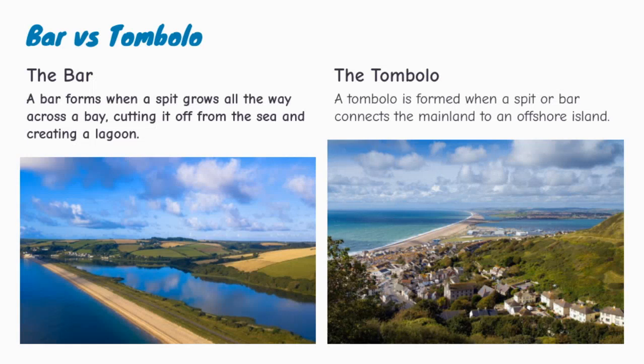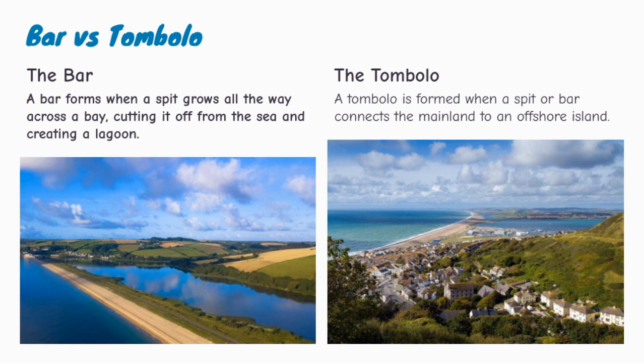Now let's compare two related landforms, bars and tombolos. A bar forms when a spit grows across a bay. If longshore drift continues to deposit sediment, the spit may eventually stretch all the way across the bay, cutting it off from the sea. When this happens, a lagoon may form behind the bar. A lagoon is an area of shallow water separated from the sea by the bar.